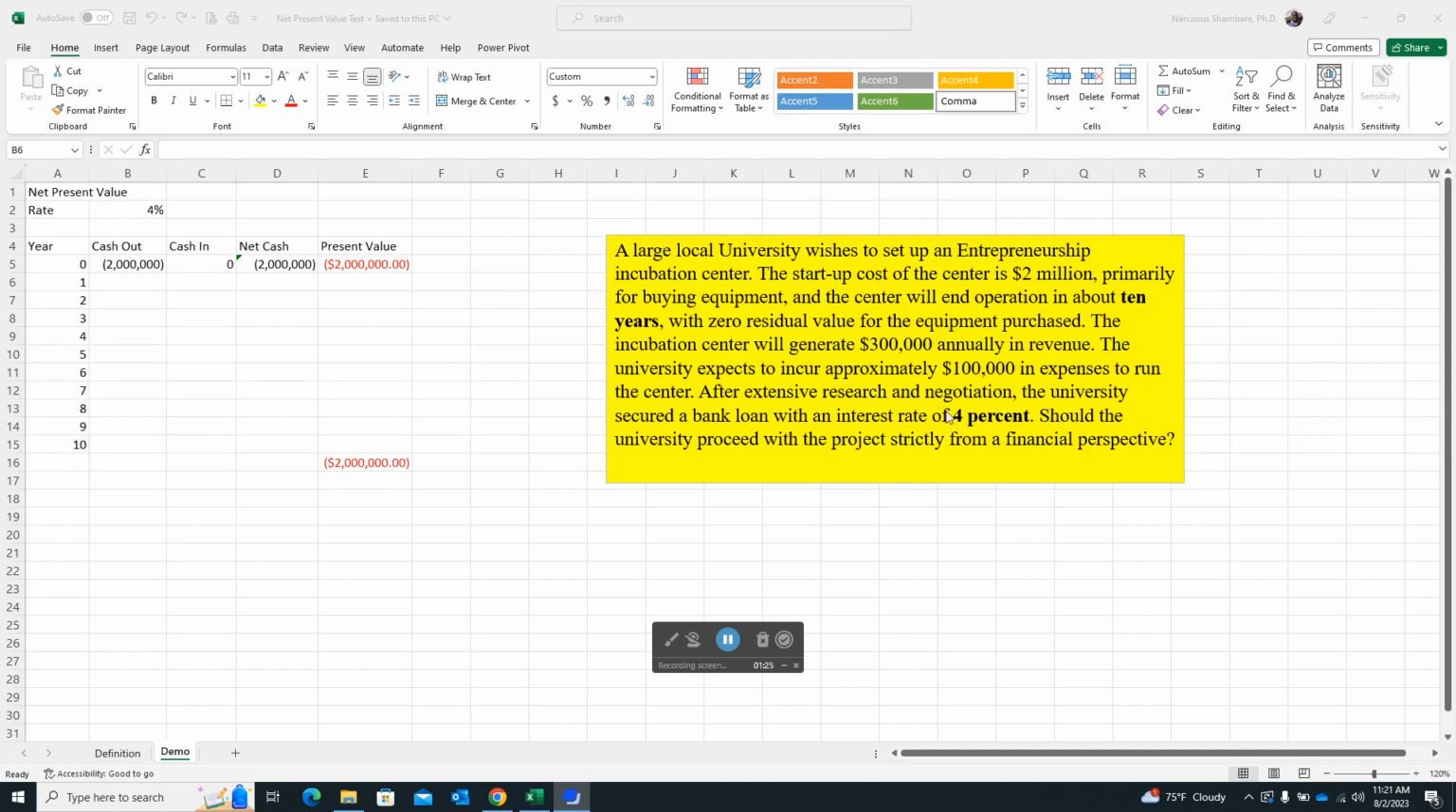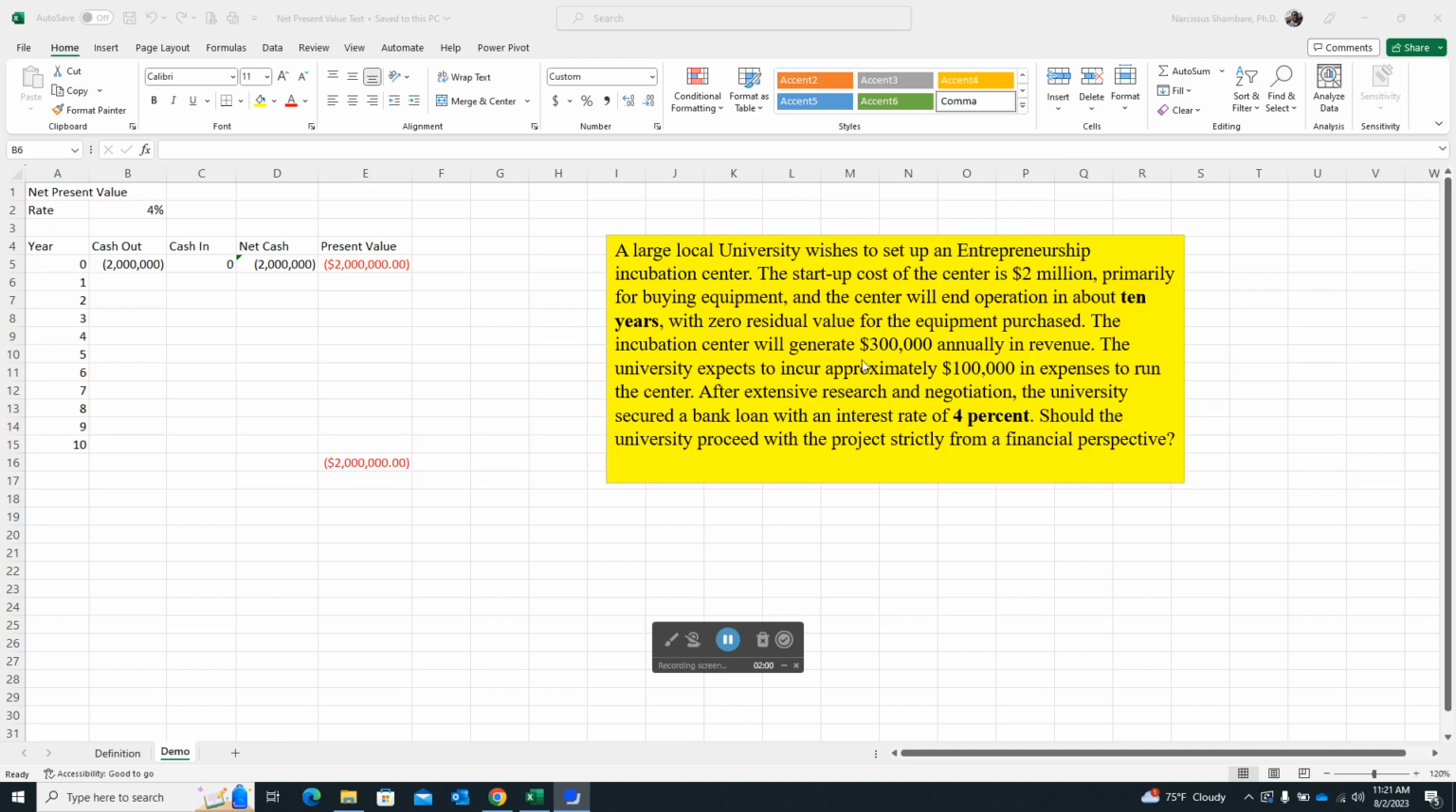After extensive research and negotiation, the investor secured a bank loan with an interest rate of 4%. Should the investor proceed with the project strictly from a financial perspective? It's very important to take note of that, strictly from a financial perspective, because while quantitatively we can come up with one position, there could be some other qualitative elements that may not have been taken into consideration that may suggest otherwise. But from a quantitative perspective, should the university actually proceed?